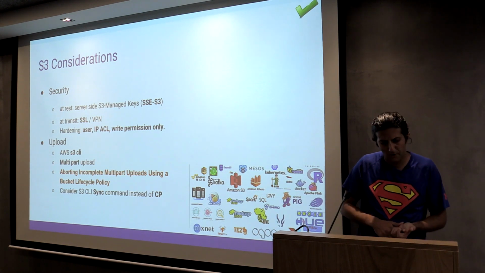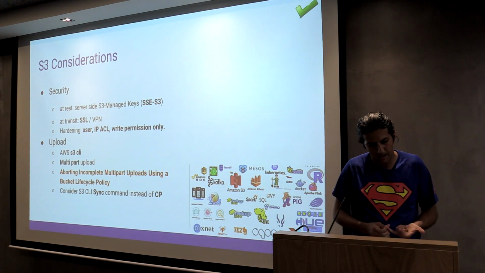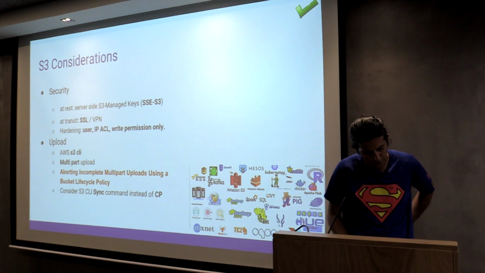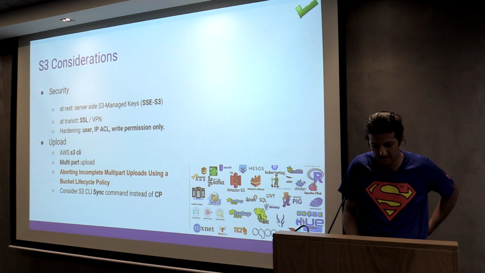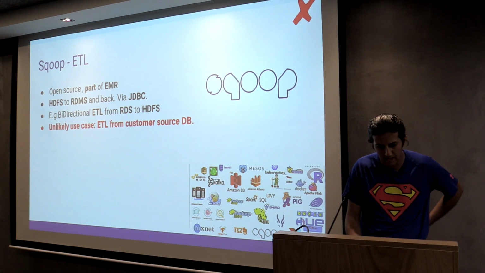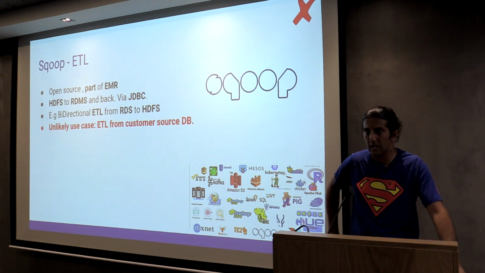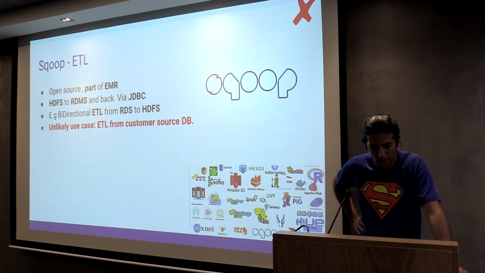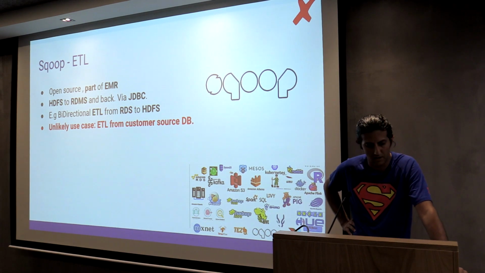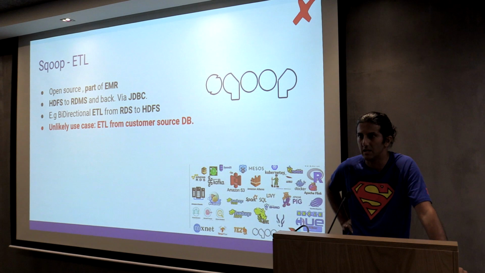Okay, on the upload section, again, the AWS S3 CLI allows you to do some multi-part upload, which is very nice. You have a sync command, which allows you to sync files if you're not sure what you moved. So one of the tools we expected was Sqoop. It's part of the Hadoop ecosystem. It's a tool that allows you to do some ETL.